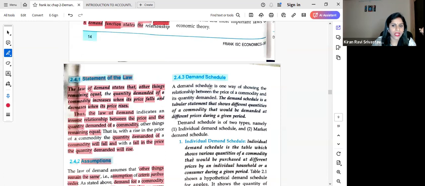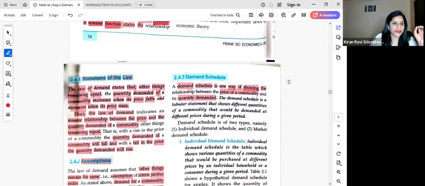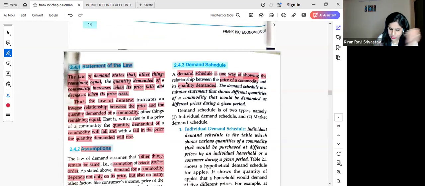A demand schedule is one way of showing the relationship between the price of a commodity and the quantity demanded. So from where are these two coming? Because we are explaining the law of demand. So the law of demand can be explained with the help of an example, and that example is elaborated by the demand schedule and demand curve. So the demand schedule is one of the ways of expressing the relationship between the price of the commodity and the quantity demanded. When we express the relationship, it is basically the law of demand.